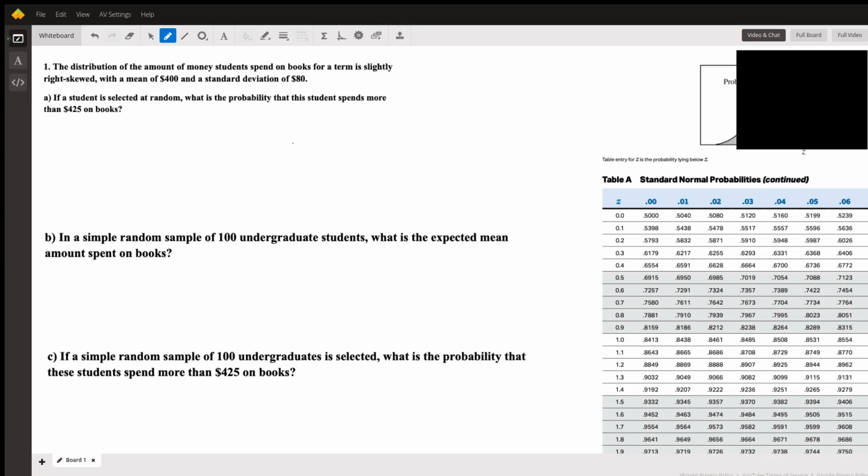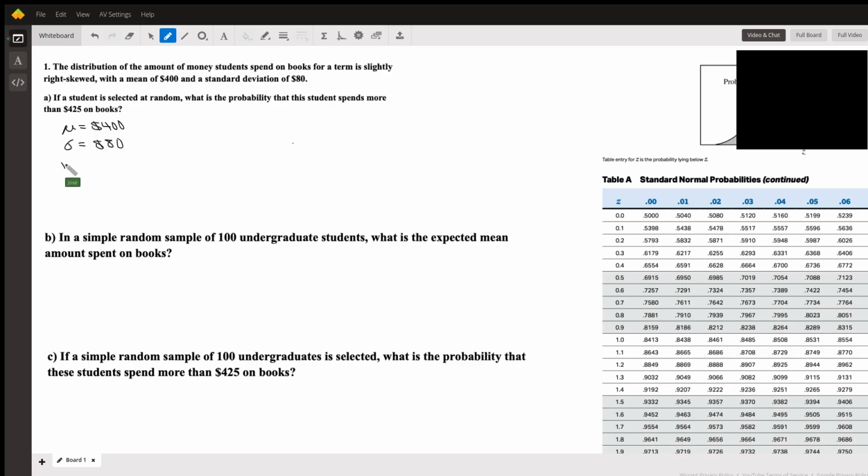All right, so for these kinds of problems, I'm going to start with my parameters. Parameters are essentially any piece of information regarding my population. I'm told that for my population of students, there is a mean of $400. We're going to use the Greek letter mu to represent my mean of the population. That's equal to $400. And the standard deviation for the population is going to be sigma, and that's equal to $80 for the population as well. So we're given those parameters.